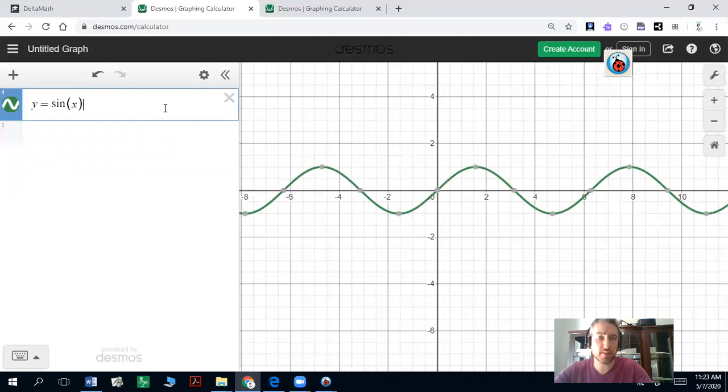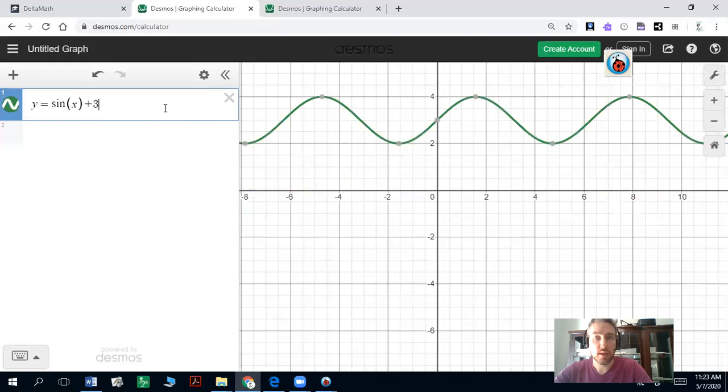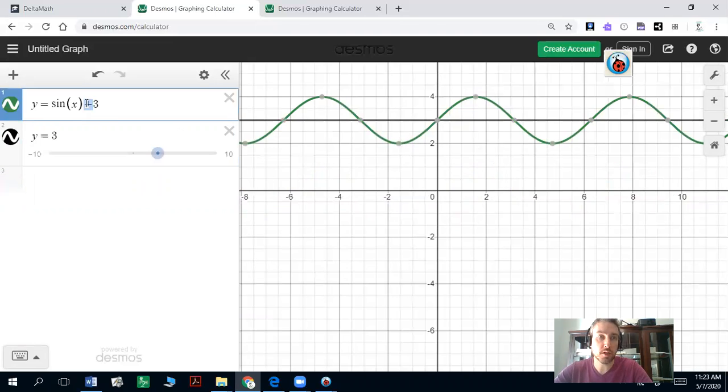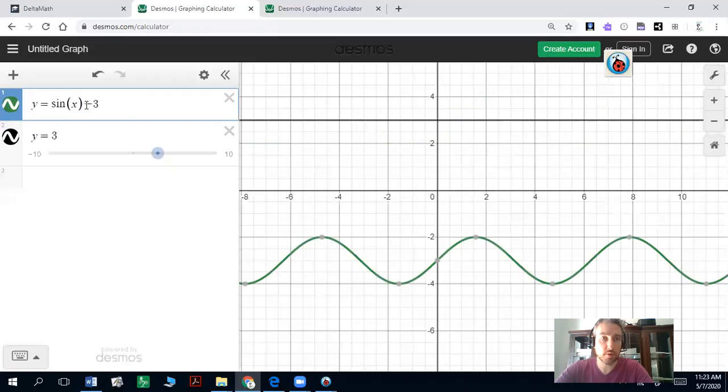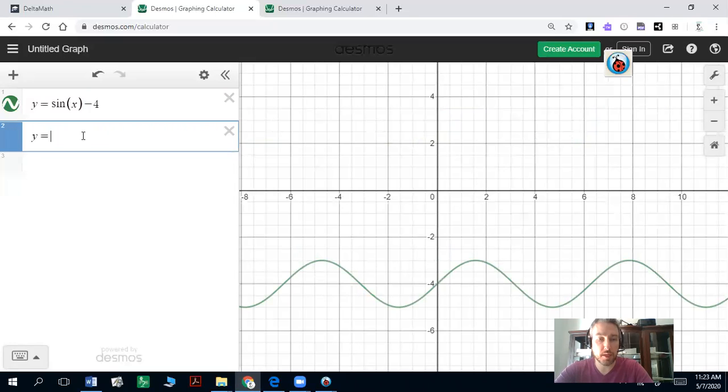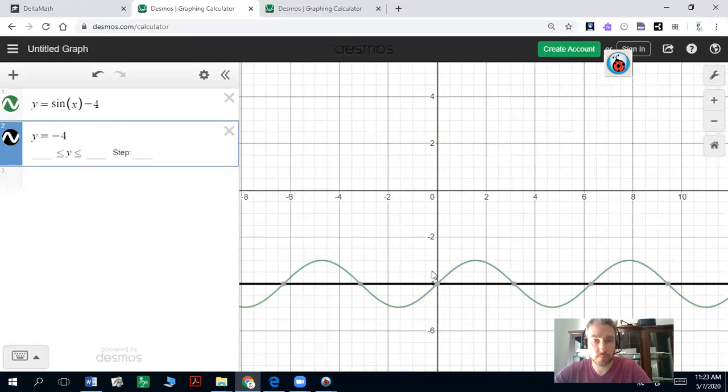But we can also make that number move higher or lower. So I could do sine of x plus 3. That's not going to affect how tall or narrow the graph is, but it will affect where the midline is. So the midline would be y equals 3, halfway between the minimum, which is 2, and the max, which is 4. You could also subtract a number, for example minus 4, and then the midline would be y equals negative 4. Whatever number is halfway between the max and the min is going to be your midline.